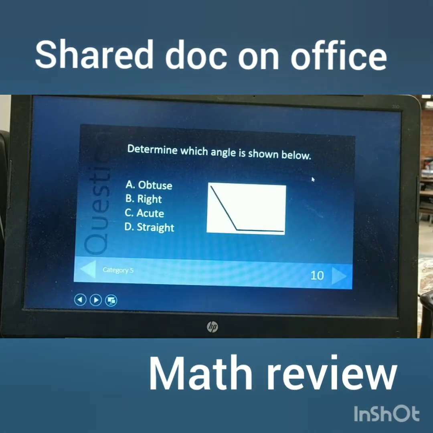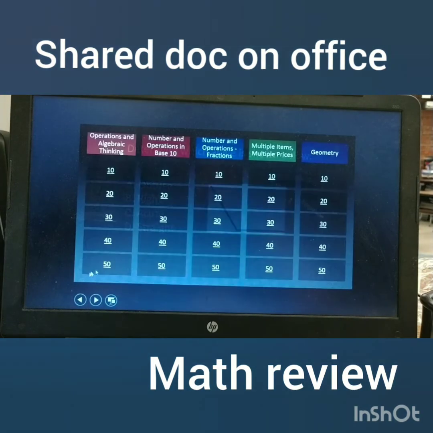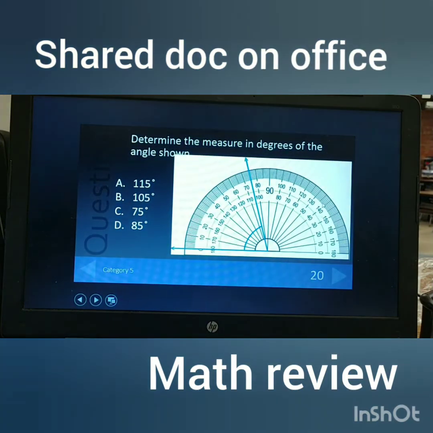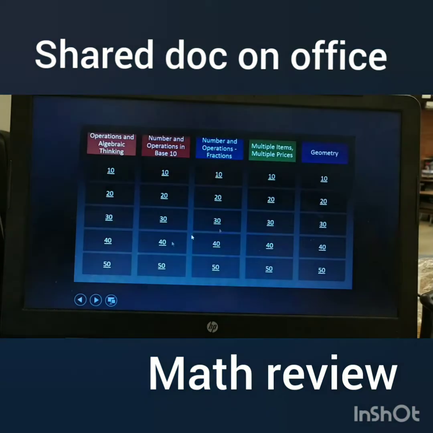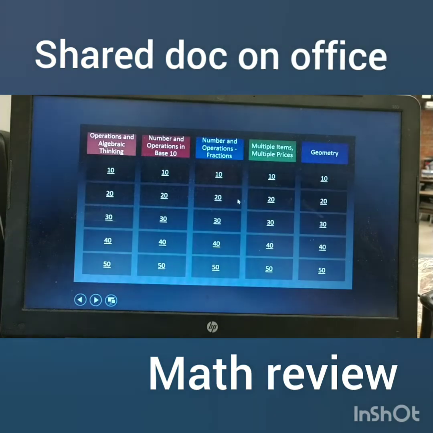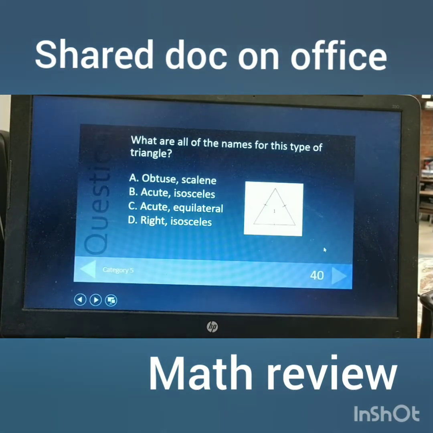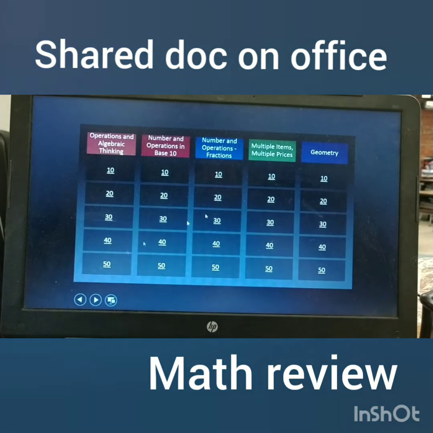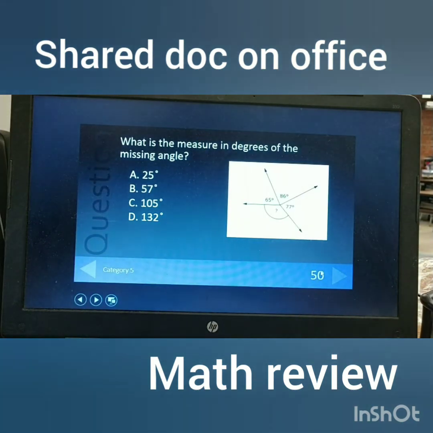Geometry. Determine the angle shown below. Determine the measure in degrees of the angle shown. What are all the angles in the yellow figure? So here, here, here, here, and here. What are all the names of this type of triangle? So it's one answer because each answer has 2. And what is the measure in degrees of the missing angle?